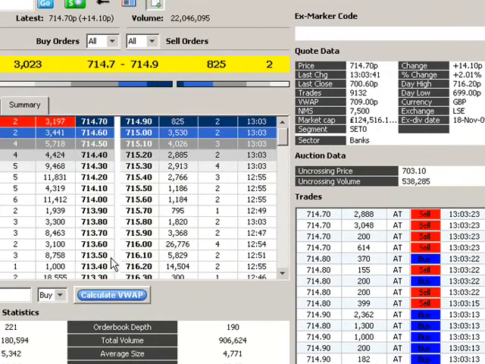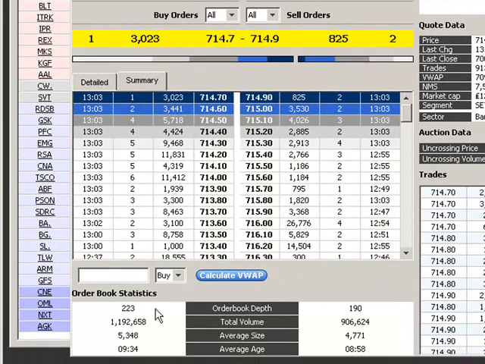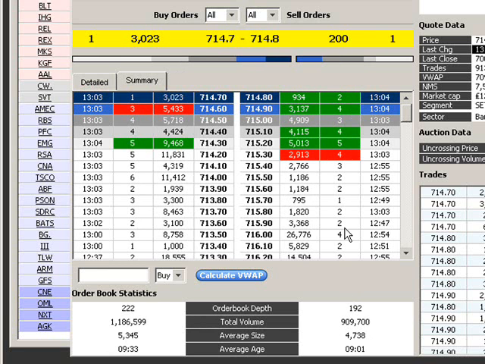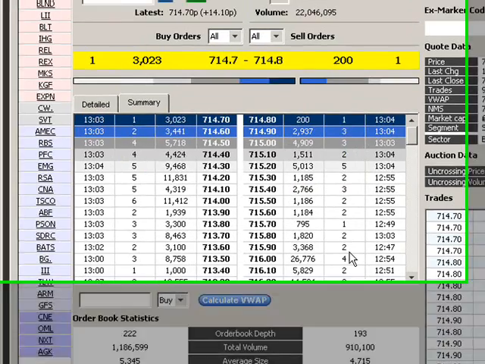At the bottom of the order book we also have order book statistics, and we can see straight away that on the bid side there are 221 different orders, 223 now, totaling 1,180,594 shares. On the right hand side, or the offer side, there are 191 orders totaling 910,000 now.